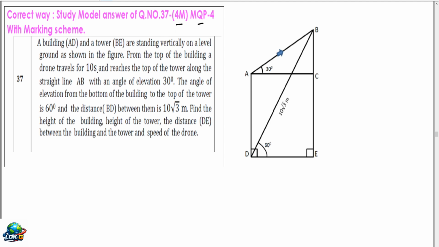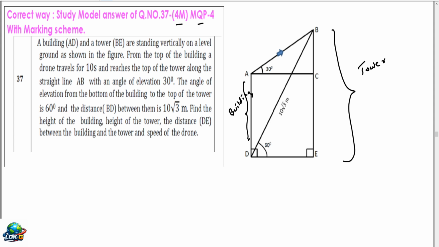Question number 4, 4 marks. A building AD. Observe, what is the building here? This is the building AD. Identify, and draw the diagram. A building AD and a tower BE. BE is the tower. Draw the diagram if the diagram is not given, standing vertically on level ground as shown in the figure.